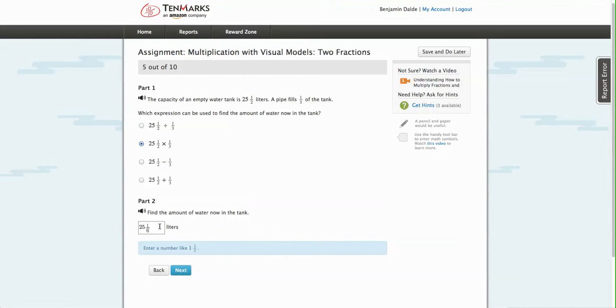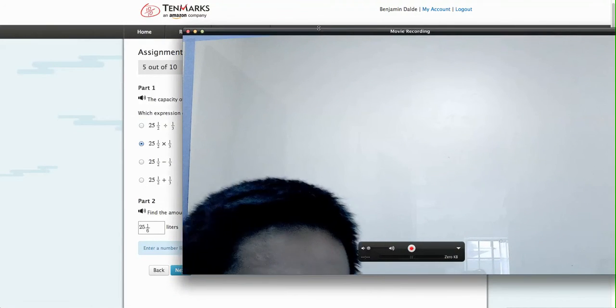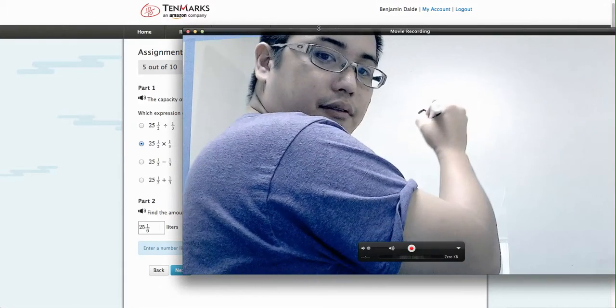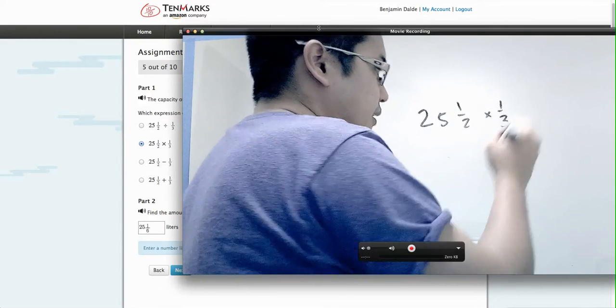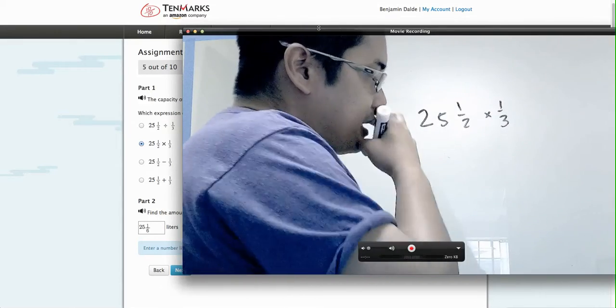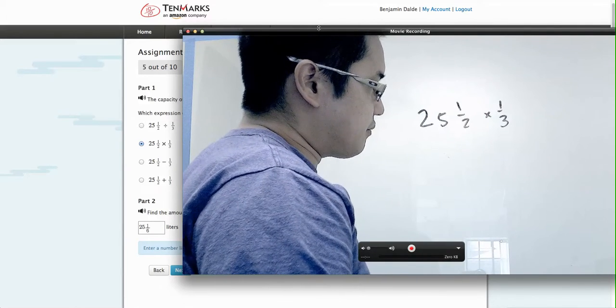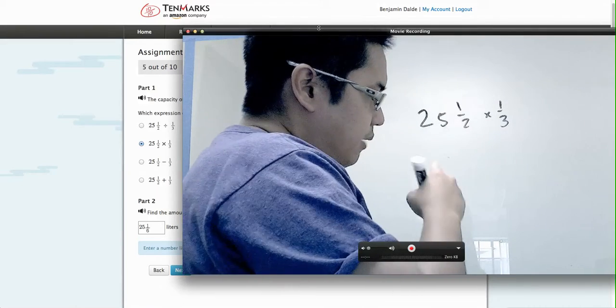I think you messed up this part right here. I think that the best way to do this problem is 25 1/2 times 1/3. Your teacher might have taught you this differently, and I'll be honest with you, I'm not sure of the best way to do this problem, but I'll show you the way I would do it.